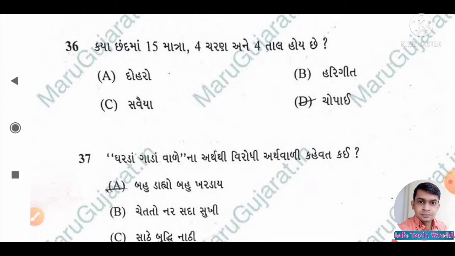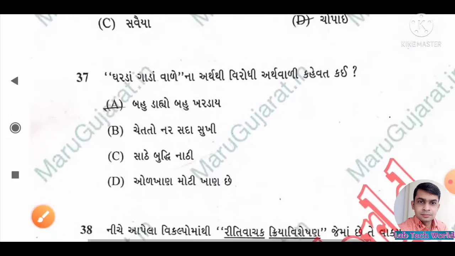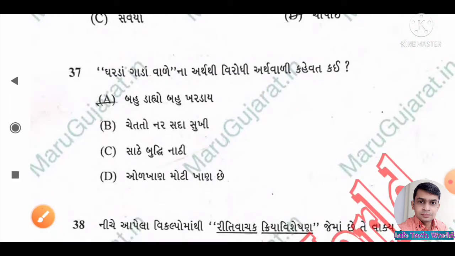The correct answer for this question is chopai, in which there are 15 matras and 4 charan and 4 tals. Move to the next question, number 37.